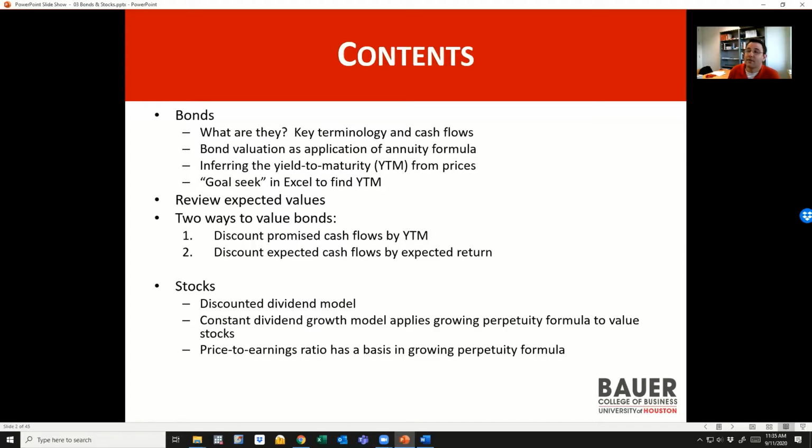You act as if their dividends are going to grow at a constant rate forever. That's the constant dividend growth model. If the dividends are doing that, then we have the growing perpetuity formula, and we can value stocks using that formula. This is going to give us a lot of good practice with present value calculations. With bonds, we're going to get practice with the annuity formula. With stocks, we're going to get practice with the growing perpetuity formula.